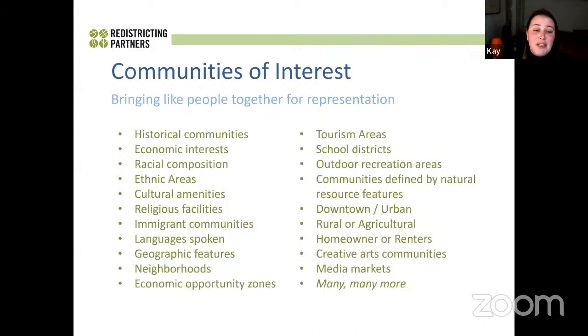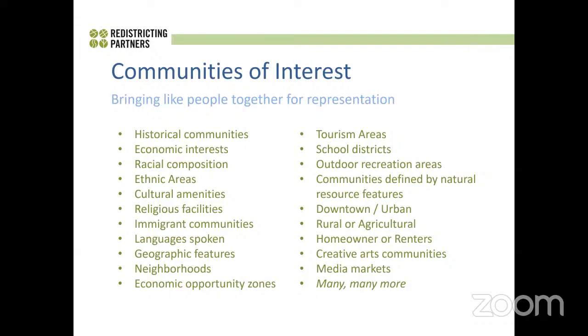We have a couple examples of communities of interest here. We can see here an area of downtown that shares public services, could be a community of interest, a school district, a media market, an area with a shared language or shared geographic features. These are really just a few examples to help you start thinking about your community of interest.